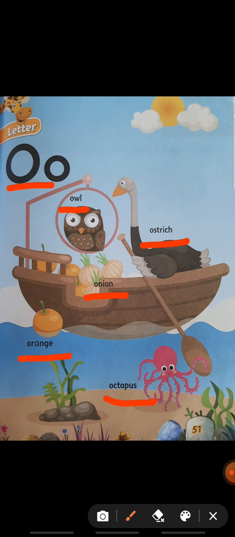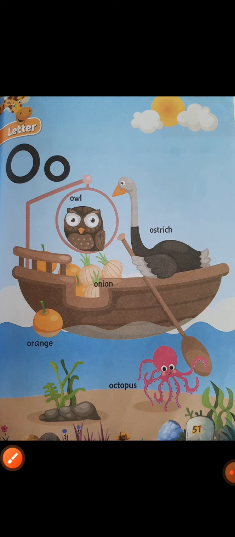You have to repeat, okay? Letter O. O for owl. O for ostrich. O for onion. O for orange. O for octopus. Okay, very good, children. So next letter is what?